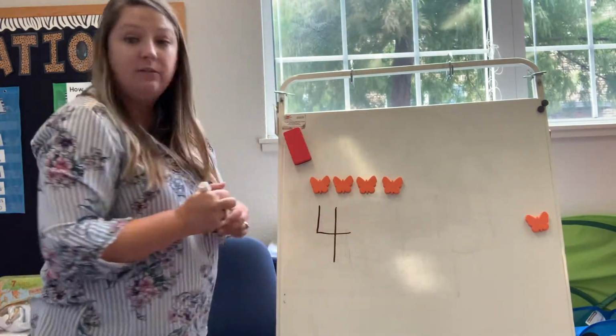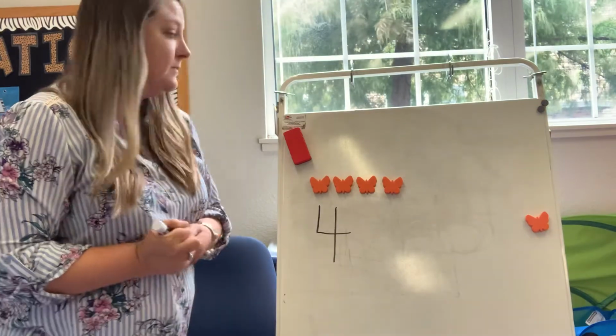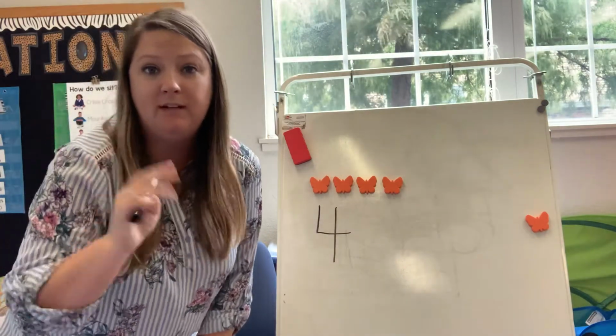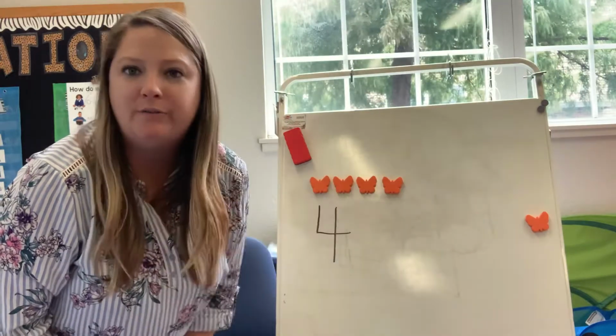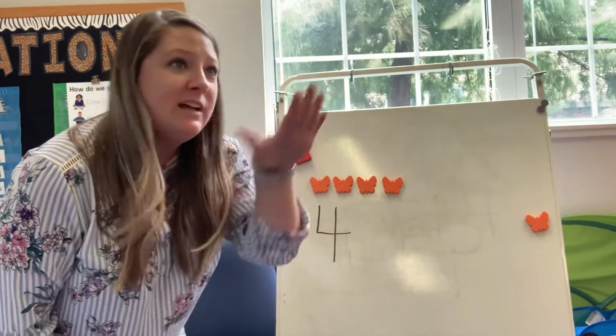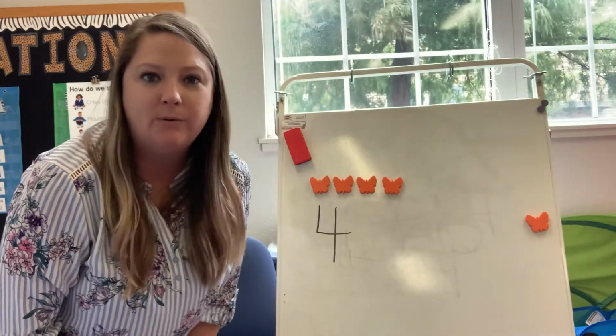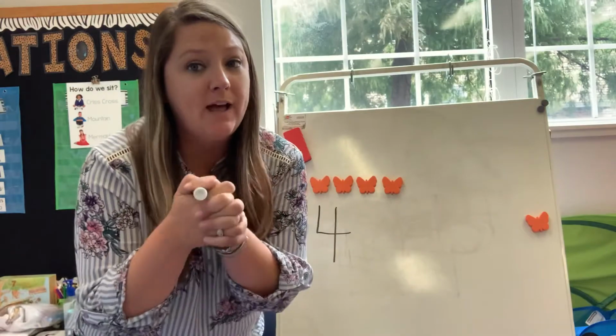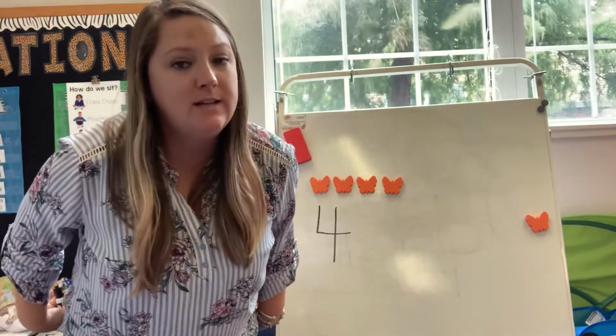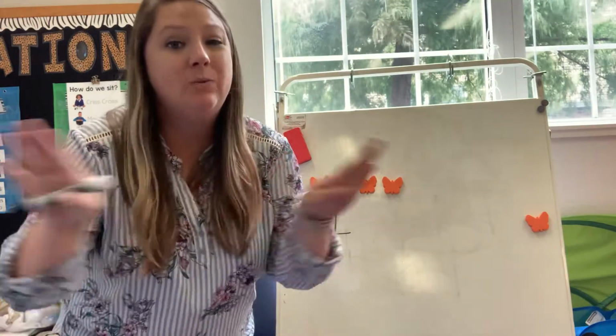All right, I saw 4 butterflies. Now, 3 butterflies went and flew into the flowers. I have a little pot of flowers, and so 4 of them were flying around, and then 3 of them went and landed in the flowers. So how many am I joining? Did 3 more come, or did 3 go away? You tell me. 3 went away.